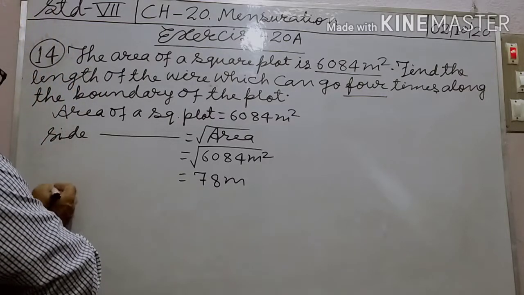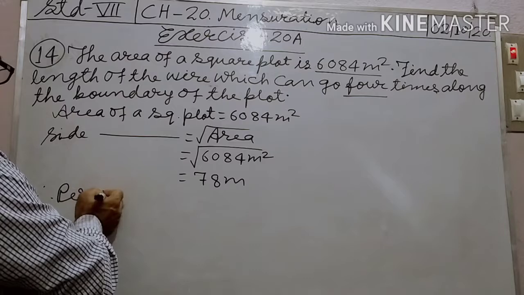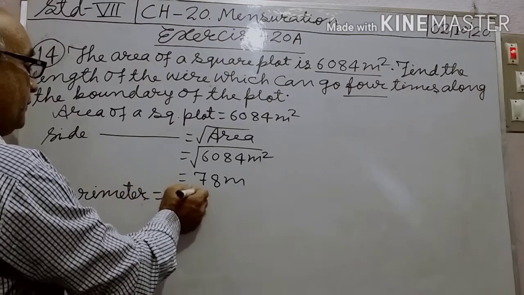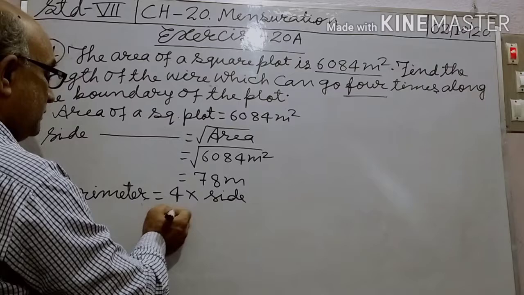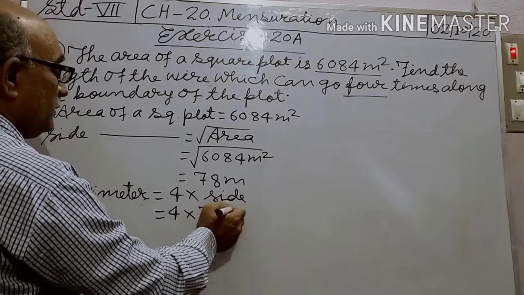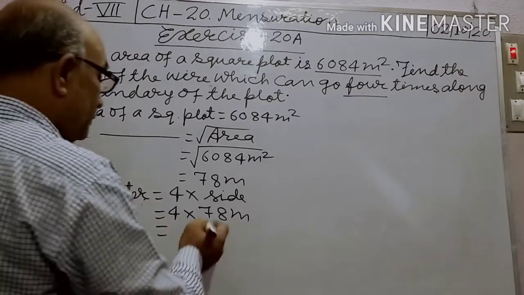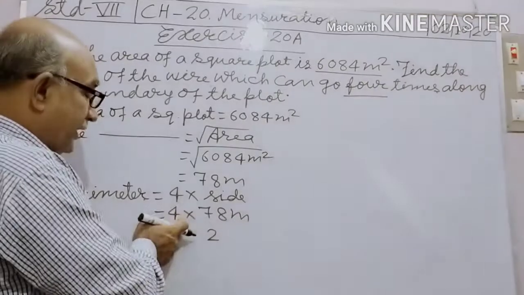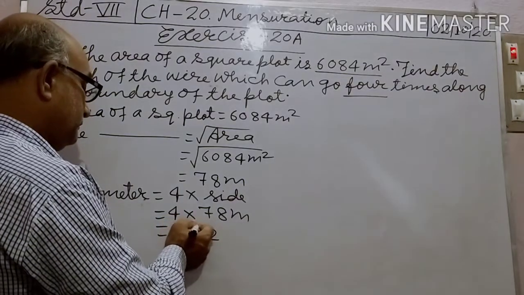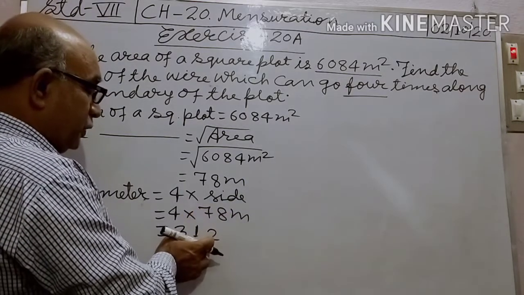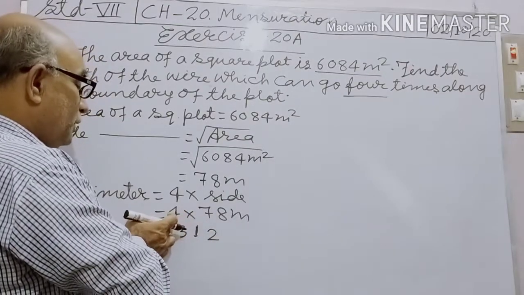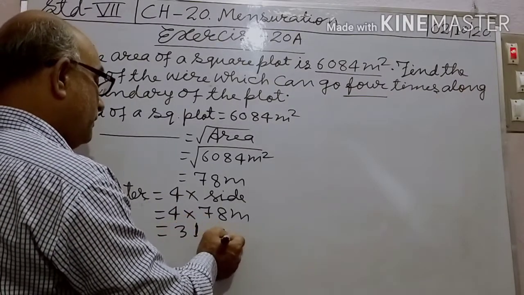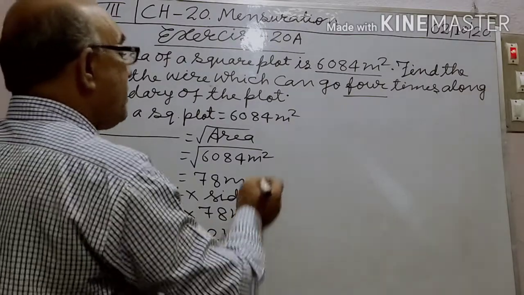Now find the perimeter. Perimeter equal to 4 into side, so equal to 4 into 78 meter. 8 4s are 32, write 2 carry 3, 7 4s are 28, 28 plus 3, 31. 312 meter is the perimeter of the square plot.